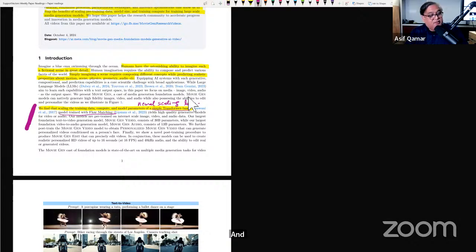Now, anybody who has background in normalized flows and flow matching, just show of hands. Otherwise, in any case, I'm going to explain this.